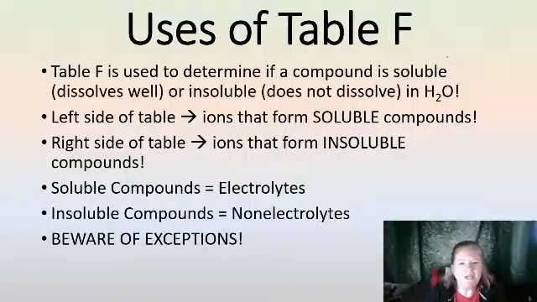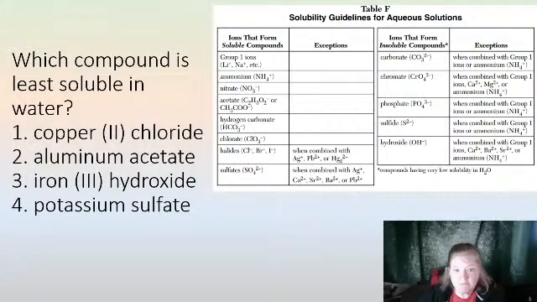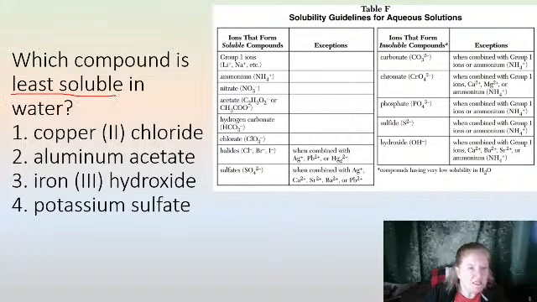All right, so again, using the table, you have to determine if something is soluble or not. Basically, the key here is pay attention to exceptions. All right? If there are no exceptions, that's easy peasy. So, for the example, this says, which compound is least soluble? So, I know right away I'm looking for something that is insoluble.